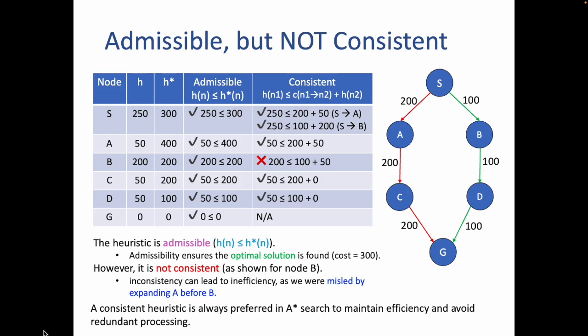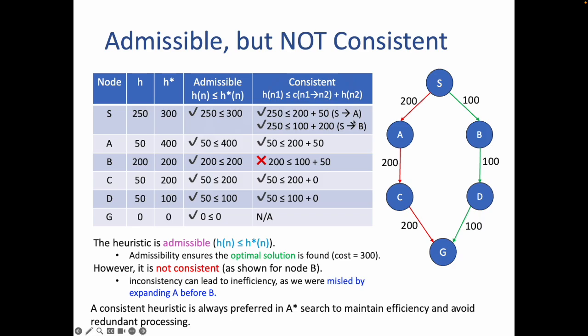So admissibility means that you never actually overestimate, right? For example, if your actual cost to the goal, which we call h star of node n, is let's say 10, then your heuristic should always underestimate this amount, because we want to make sure that we find the optimal solution. So your heuristic is always less than, for example, 10 in that case. This is how you check for admissibility.